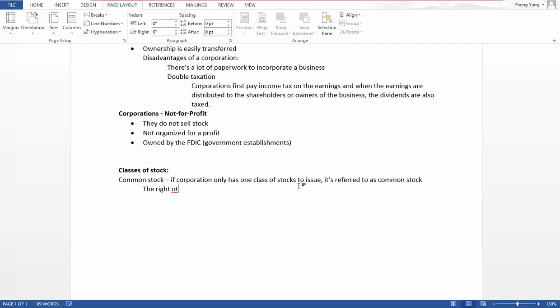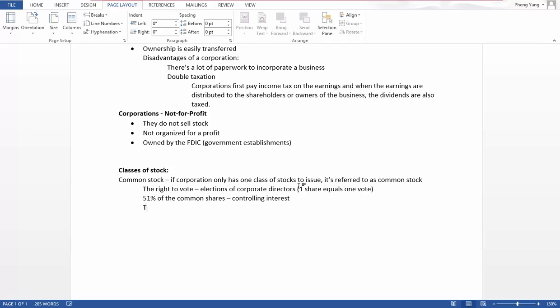The right to vote, basically for elections of the board of corporate directors, and 1 share equals 1 vote. And if someone had, let's say, 51% of the common shares within the business, that means they've got controlling interest.